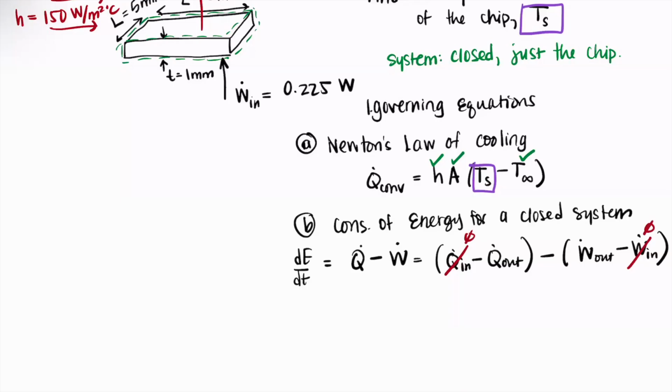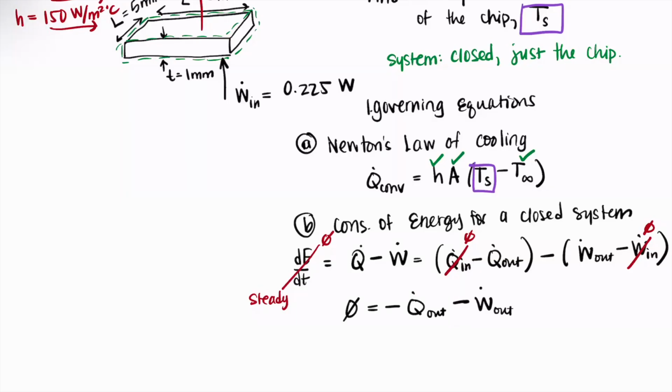Okay, great. So that means, oh, and one more thing. We're assuming this is steady. So this goes to 0, right? So that means our conservation of energy equation gives us that 0 is equal to minus Q dot out minus W dot out.